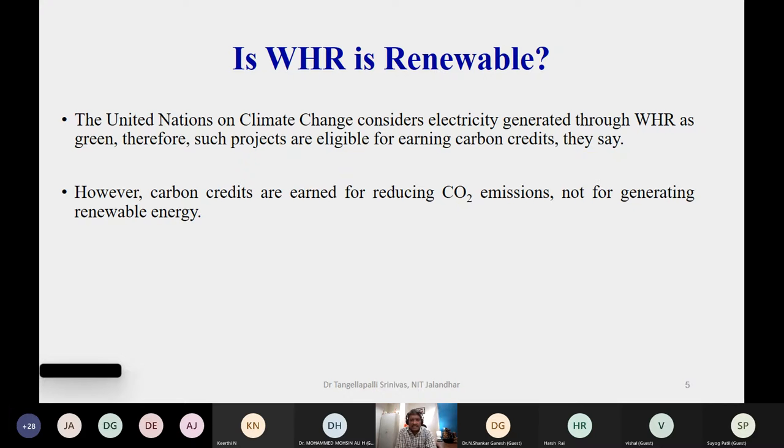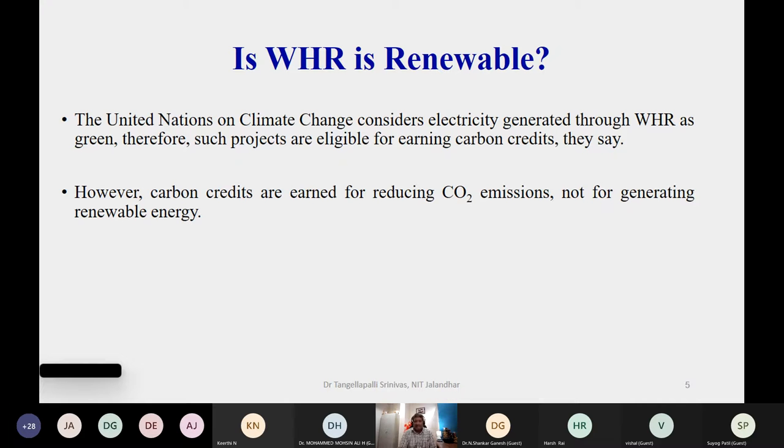So once the electricity is generated, if you are assuming 100% electricity is by renewable energy as well as this waste heat recovery, there is no problem, and there are no emissions, and especially carbon dioxide emissions drastically decrease. That's why the government is encouraging, and they are giving some money.